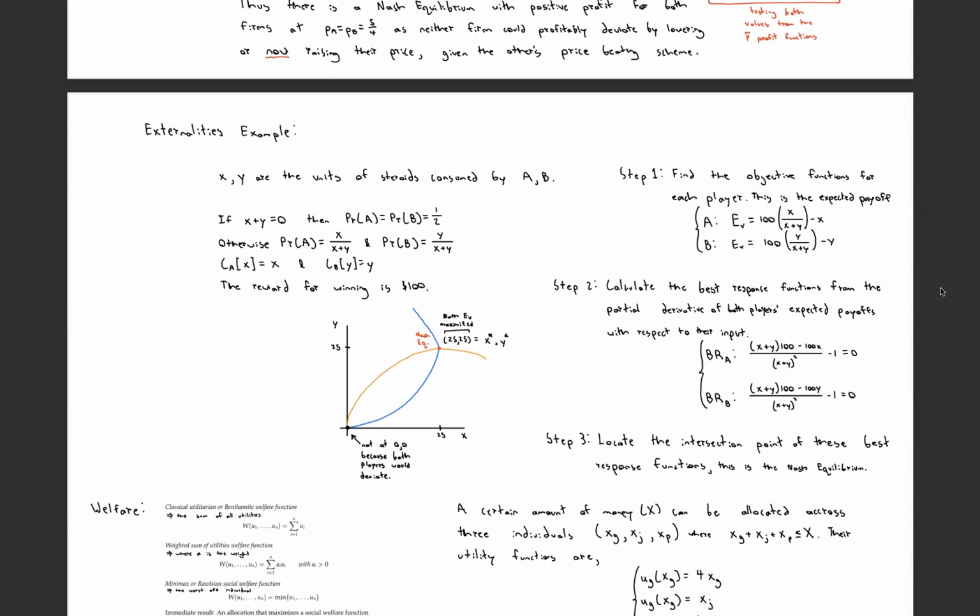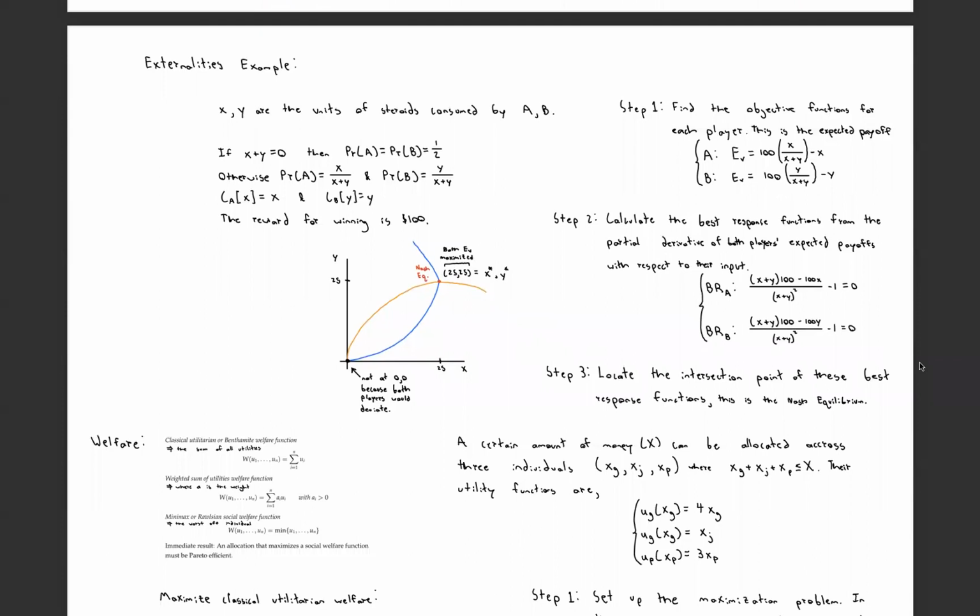And you can see graphically how this works out, how your payoffs are. And in terms of solving it, step one, we're going to find the objective functions for each player. And this is going to be your expected payoffs. You can see them set up right there. After that, we're going to calculate the best response functions from the partial derivative of both players' expected payoffs with respect to their input. So that'll be set up like that. And the last step is we're going to be locating the intersection point between these best response functions, and this is going to be the Nash equilibrium.